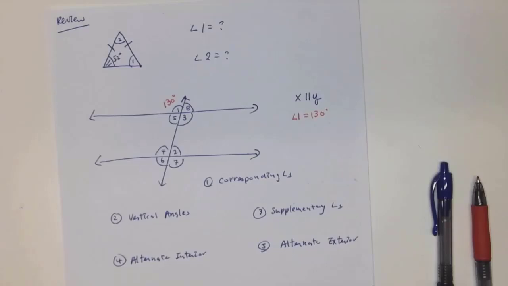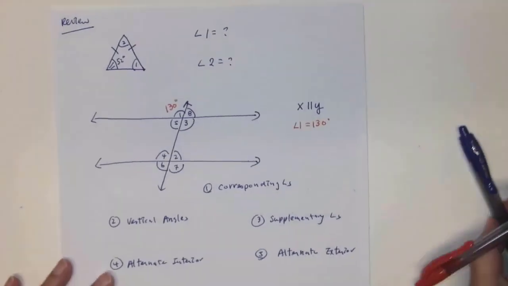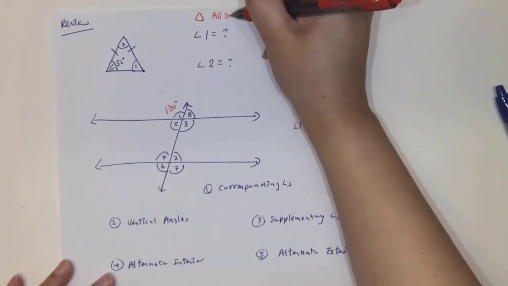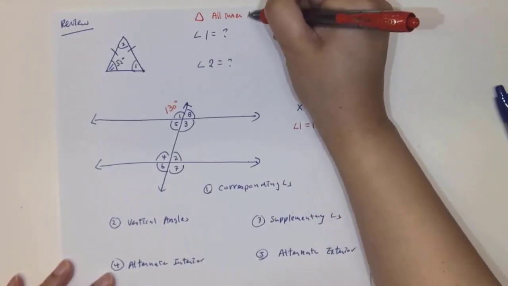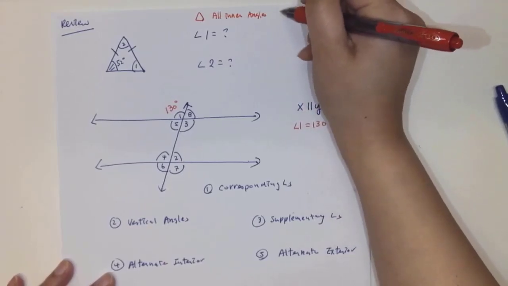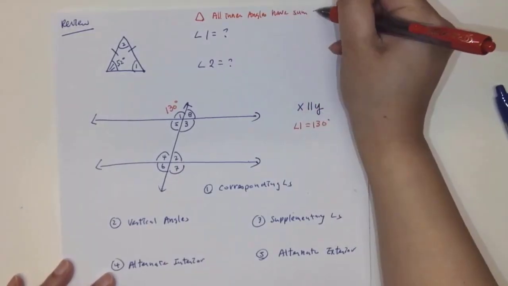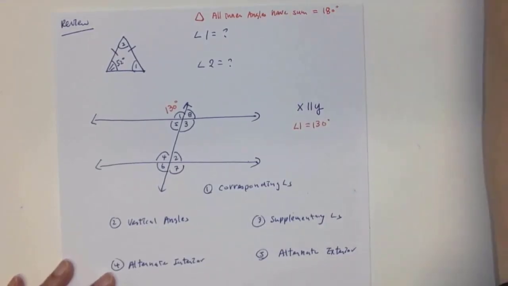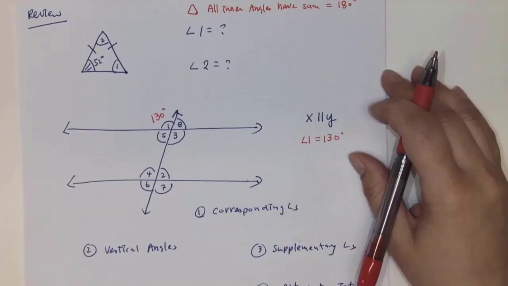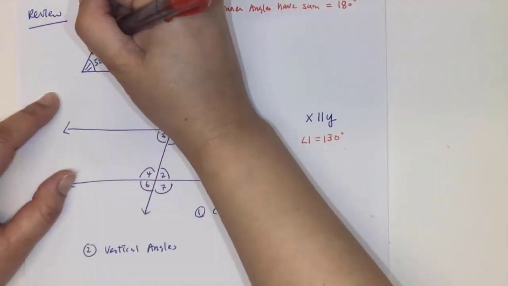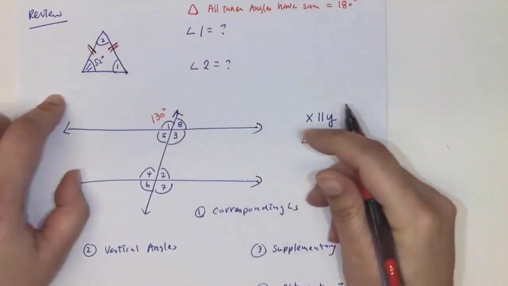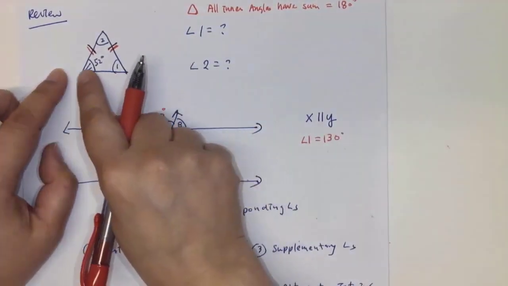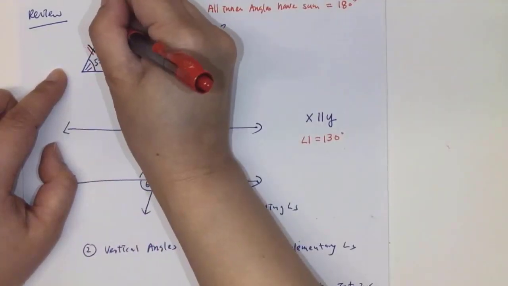What do we know about triangles? For the triangle, we know what? All inner angles should have a sum equal to 180 degrees. Because of that, and this is an isosceles triangle, I should spell it out, but this is the symbol. The two lines are supposed to equal each other, making this bottom part the base.